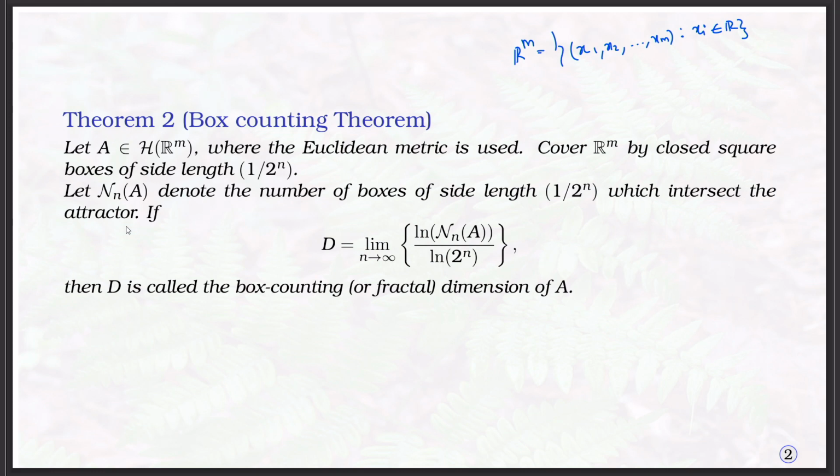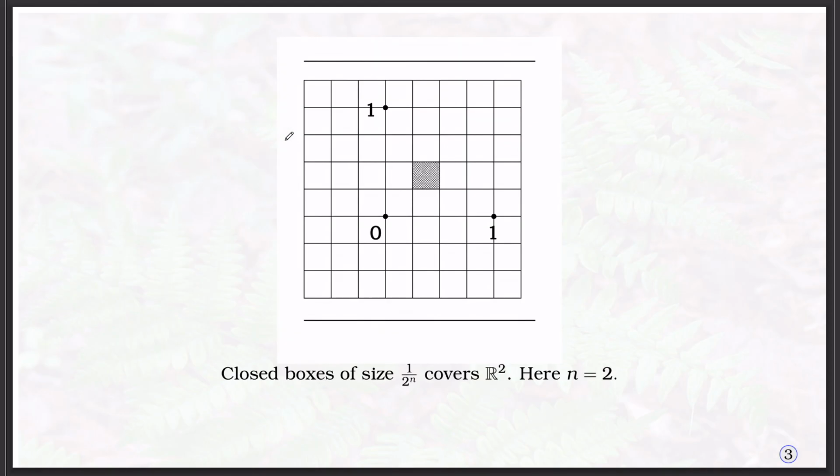Now, cover R power m by closed square boxes of side length 1 by 2 power n. Cover the space R power m by closed square boxes of side length 1 by 2 power n. One can ask how to cover R power m by the boxes of size 1 by 2 power n. The pictorial representation is given here.